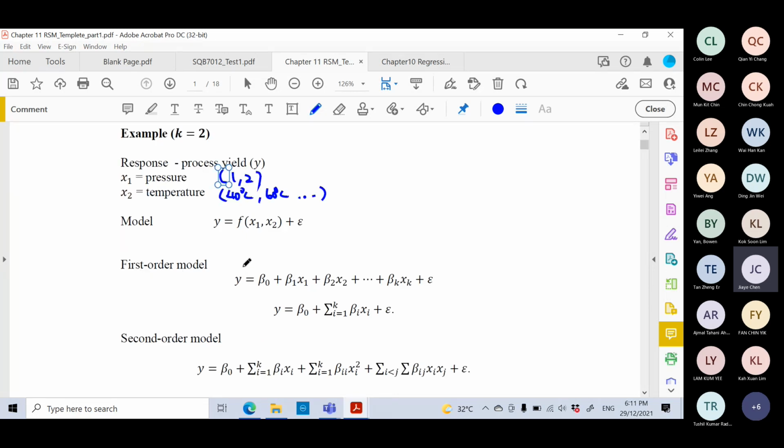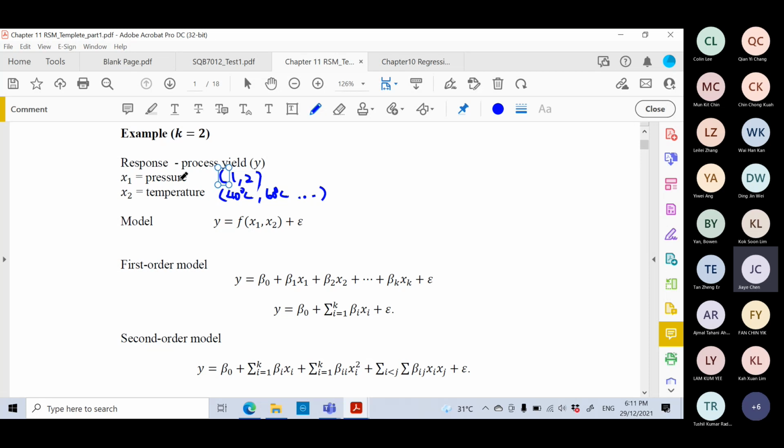If you are going to fit the linear model here, the first order model, then we have the following linear model: beta naught until beta k xk. So in this example, k is equal to 2. Therefore, you only have beta naught, beta 1, and beta 2, provided that these two factors are significant. If these two factors do not have any contribution to estimating your y, then your model may only consist of x1 or x2 or both together.